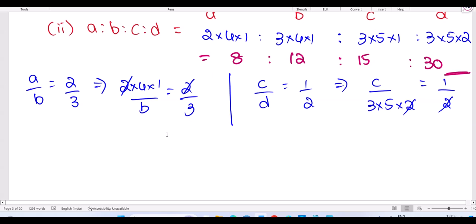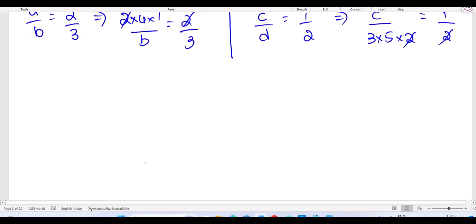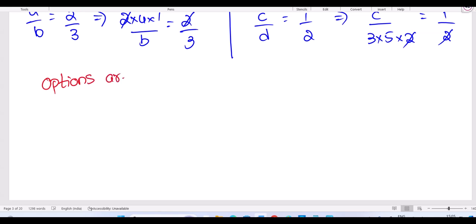Now, in fact there is one more method. If options are given, then you can go for verification, the elimination method. There is one more method, elimination method. What is that elimination method, sir? If options are given, you can go for option elimination.